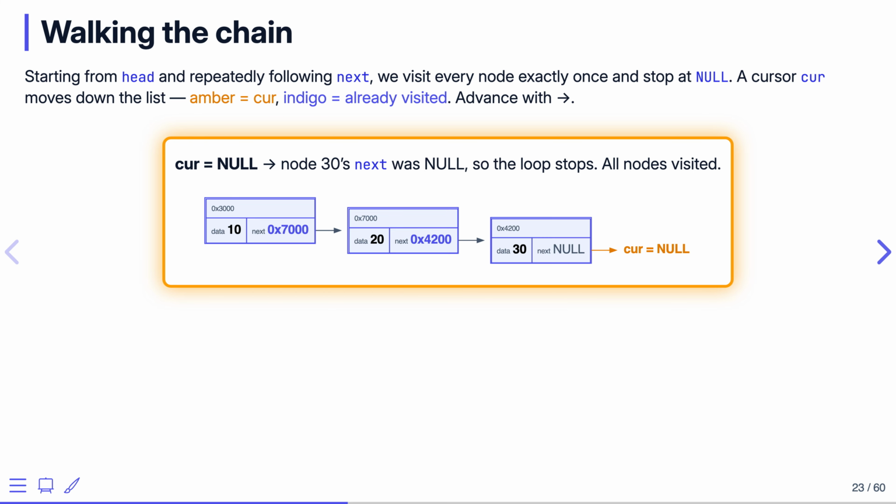Third hop, we visit 30. Now node 30's next field holds null, so cur becomes null and the loop stops. All three nodes are visited. Notice the null at the tail is the only thing that ended the walk. There was no length counter, only that null.